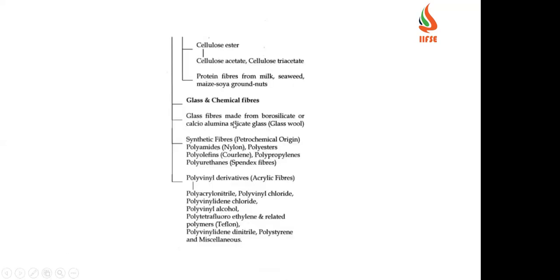Then glass and chemical fibers. Glass fibers are made from borosilicate and also silico-aluminum silicate. So if you see glass fibers, you will immediately remember the insulation process. Wherever we have hot surfaces, we use this glass fiber to insulate that pipeline or the equipment to avoid the loss of temperature, or to preserve the temperature instead of losing it.